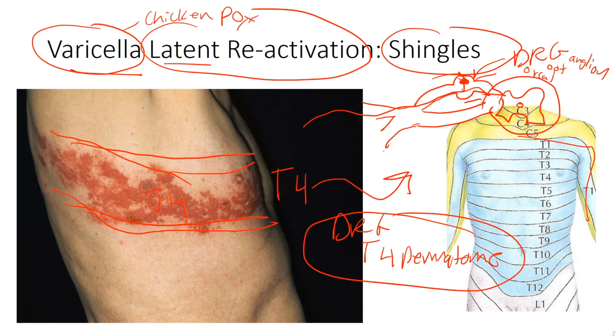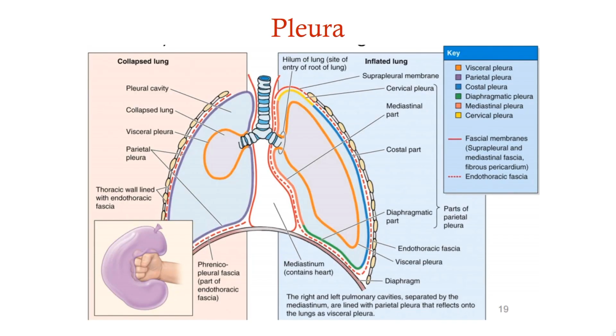Where was it hanging out? Dorsal root ganglion. Okay, so enough about that. Let's talk about pleura. Now this is a concept that's stepping a little bit into your physiology more than anatomy, but I just want to describe the basic things here.